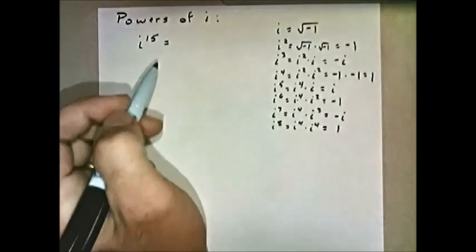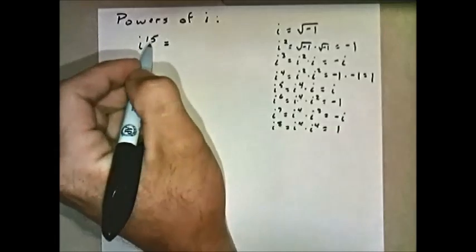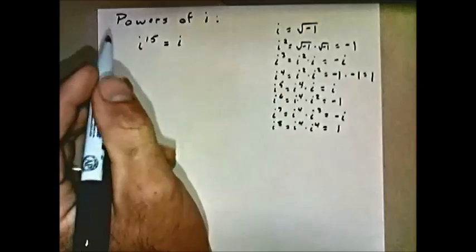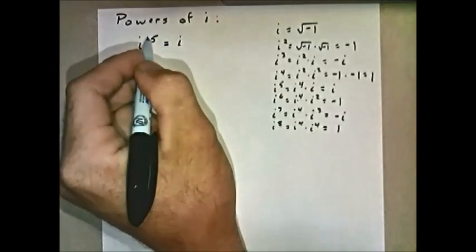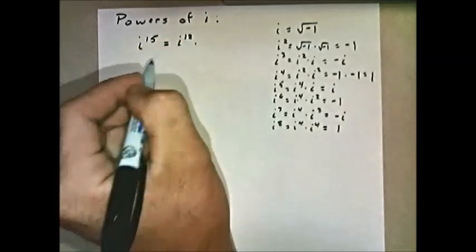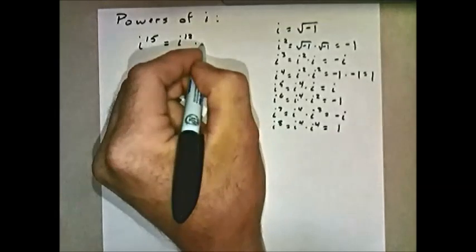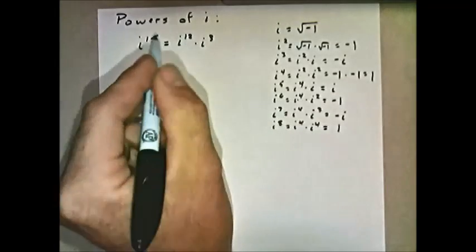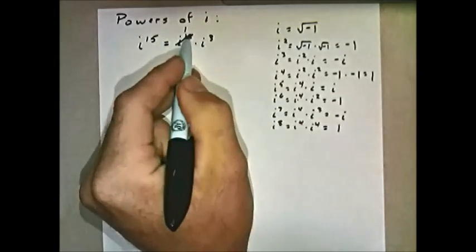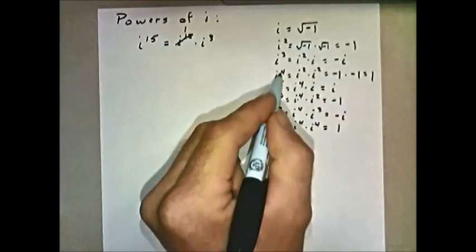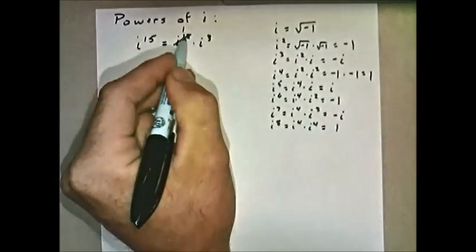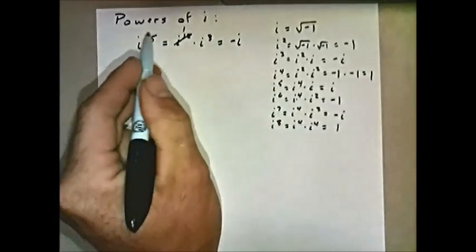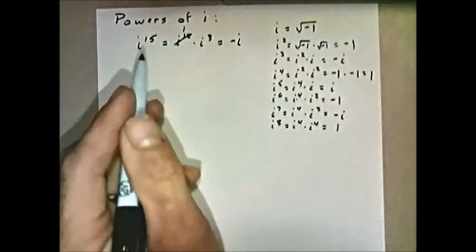So where does that leave us with i to the 15th? Well, let's think about how many 4s there are in 15. We should know that 4 times 3 gives us 12. And then we can break that up into i to the 12th times i to the third. So if we look at i to the 12th, that's going to simply be 1. So any exponent that's divisible by 4 is going to end up being 1. So we're left with i to the third, and we know i to the third equals -i. So i to the 15th really is just -i.